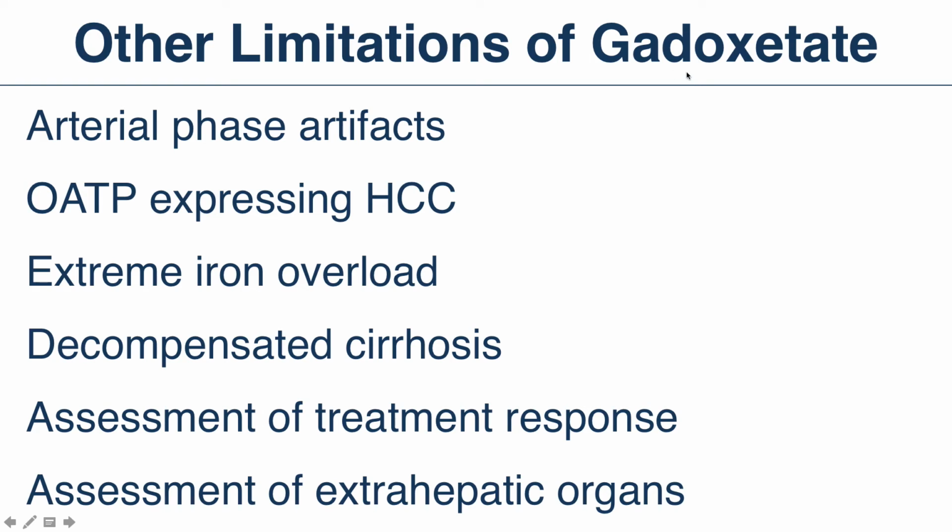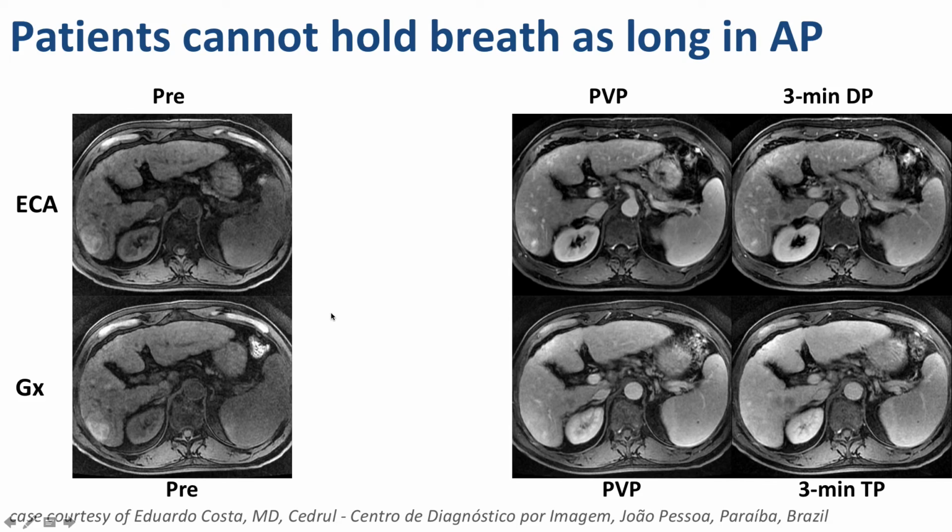Now there are other limitations of Gadoxetate: arterial phase artifacts, the occasional HCC that expresses OATP, and a few other artifacts. I'm not sure I'm going to show all of them. So here's the list of all the limitations. We'll go through a few of them. Patients simply cannot hold their breath as long in the arterial phase when you give Gadoxetate.